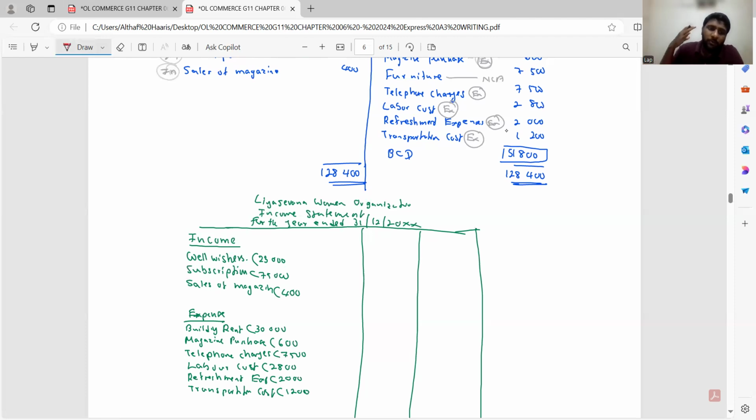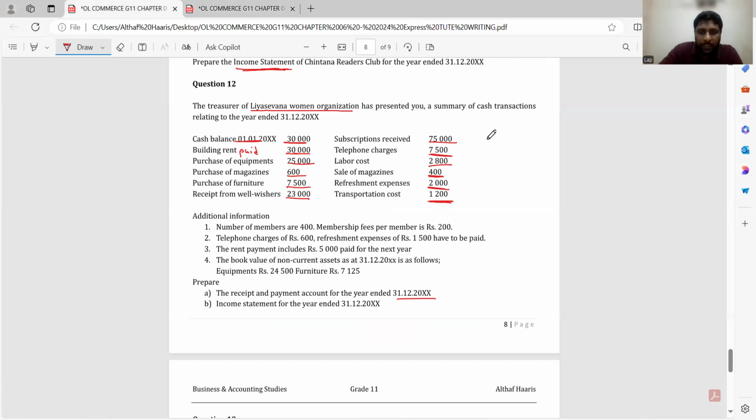I told you, from the cash receipts and payments, identify the income and expenses and record them in the income statement. Second step, adjust the additional information that they have given. Adjusting the additional information is the second step. So let's take one by one.